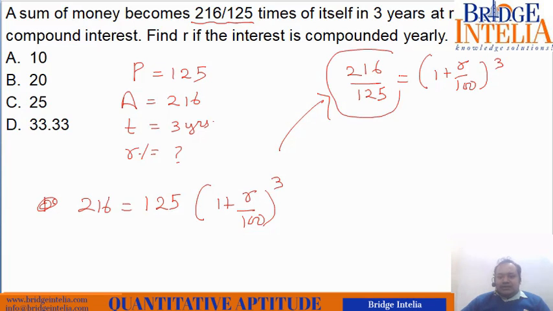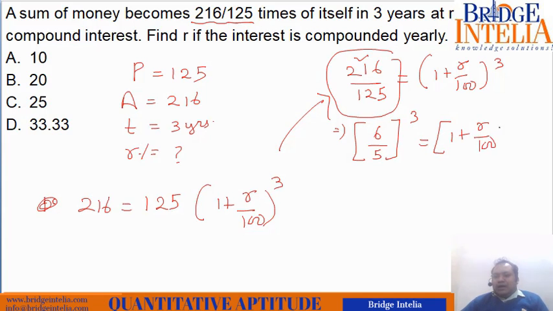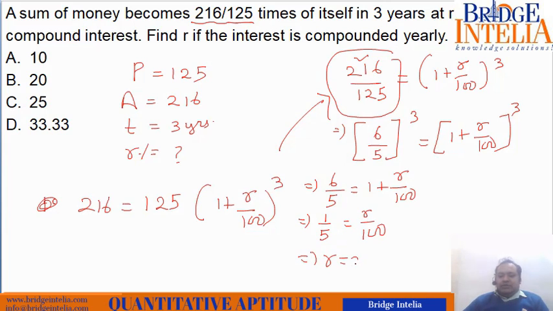Now if you notice, both these numbers are perfect cubes. So this can be written as 6 by 5 whole cube. 216 is equal to 6 cube. 125 is equal to 5 cube. So this is equal to 1 plus R by 100 whole cube. So from here you can say that 6 by 5 is equal to 1 plus R by 100. So if you solve this, 1 by 5 is equal to R by 100, or R is equal to 20%.